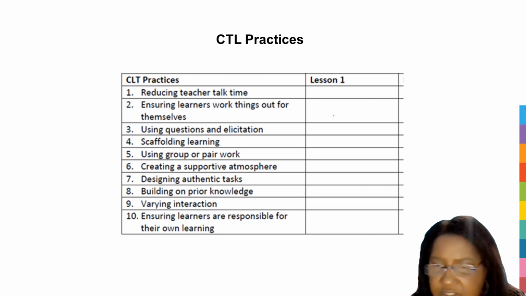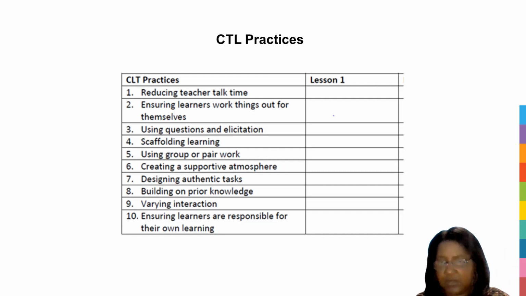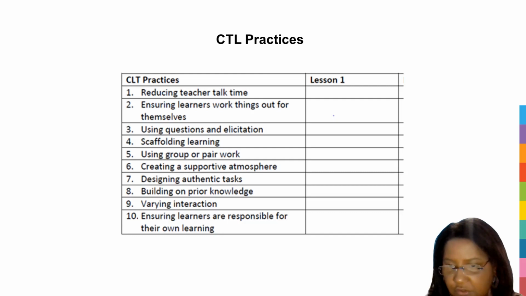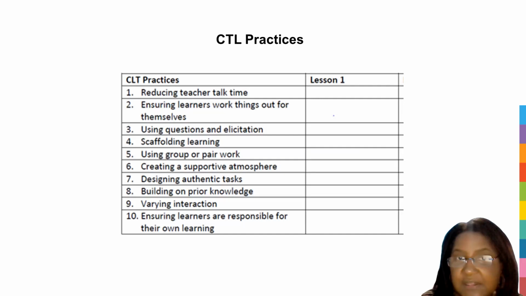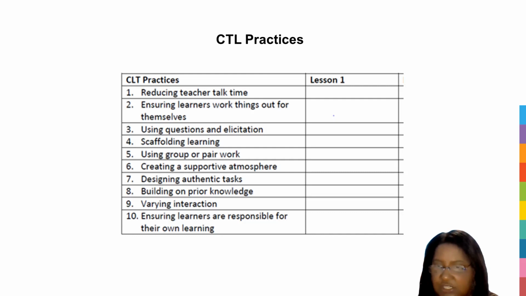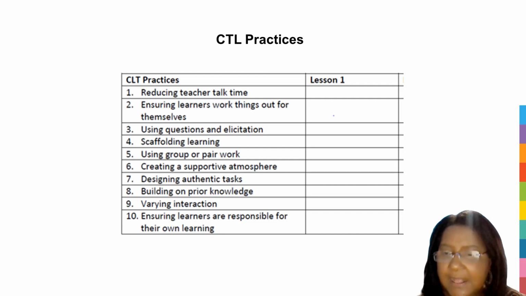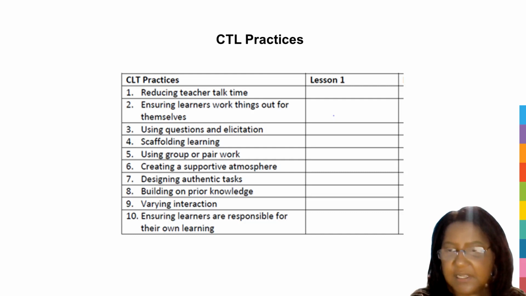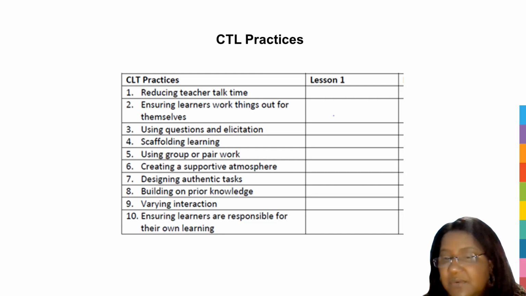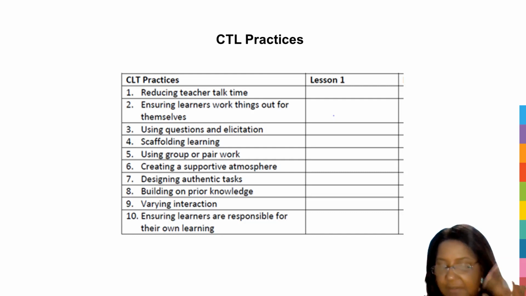Remember, the ideal situation about communicative language teaching is that we want our learners to talk. We don't want to talk as teachers. We need to create environments where they are going to talk in the language. The second one is ensuring learners work things out for themselves. You are just going to be there as an addition, but you give them exercises and activities where they work things out for themselves, because once they do it, they will be able to understand it. They must also be able to use questions and elicitation, eliciting things from questions. This is how they're going to broaden their knowledge.